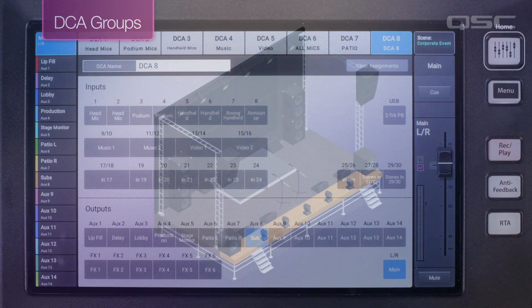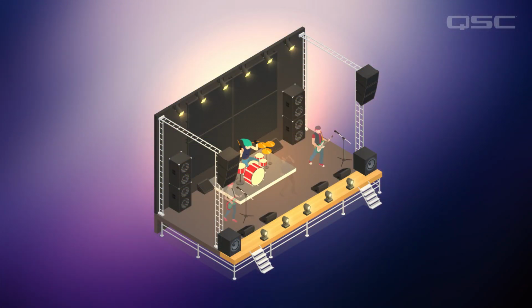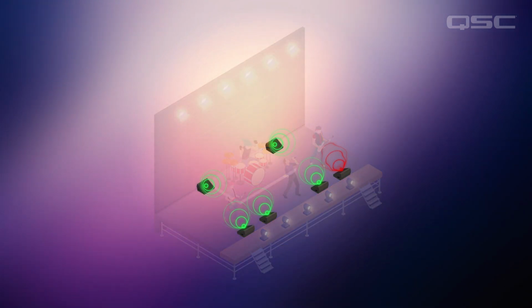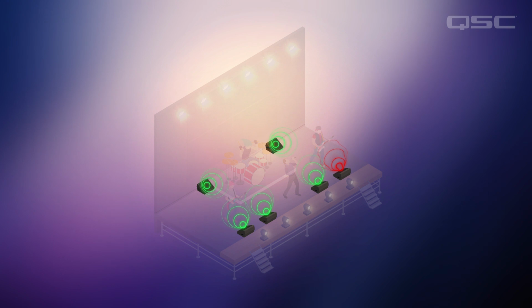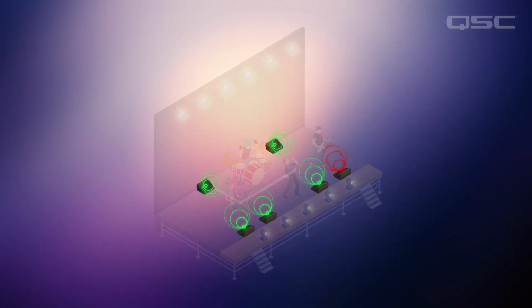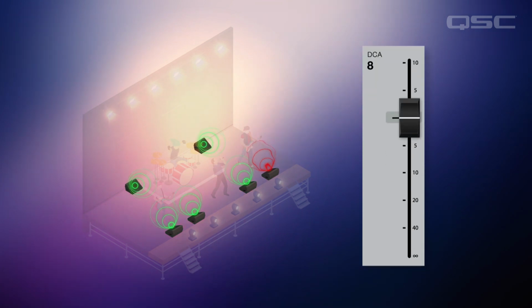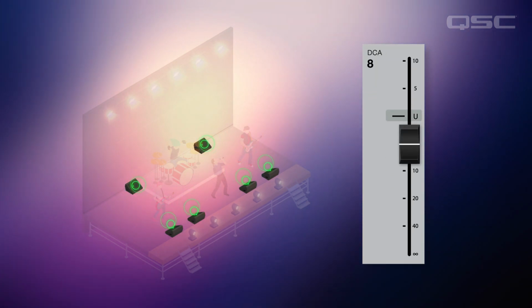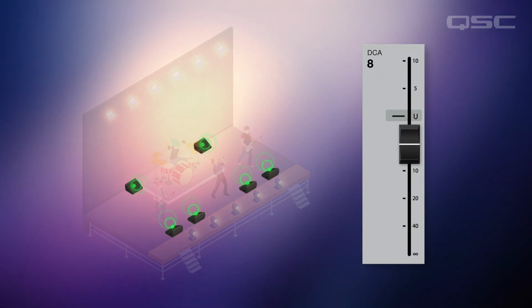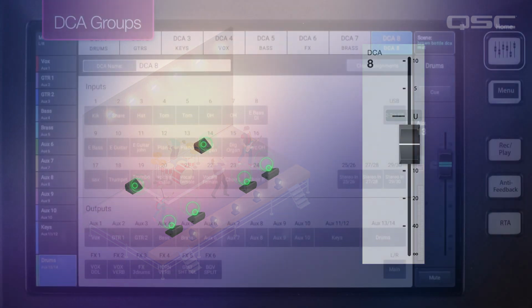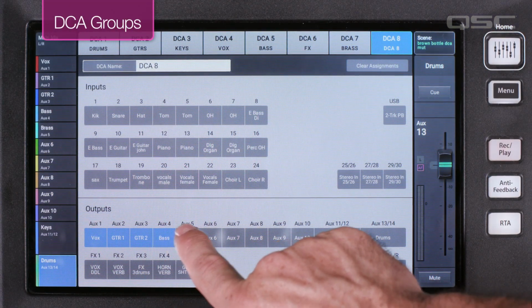Here's a common problem that you might come across, and here's a way that you can use the DCAs to fix this. One of the stage wedges begins to feed back during a performance. You don't know which one it is, but the ringing is really annoying and you're getting dirty looks from the band. Wouldn't it be great if you could bring down the level of all of the wedges by just a few dB until you can deal with the problem? Easy. Just assign a DCA to control all the stage monitors before the show, and you'll be ready if the problem arises.